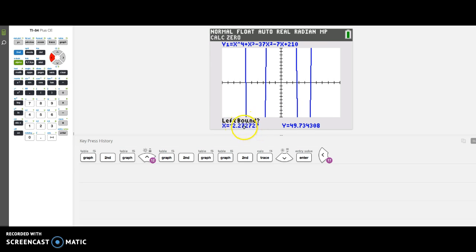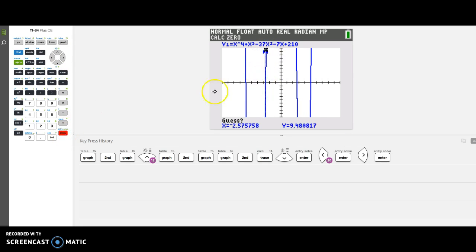So all of a sudden we have this point, negative 2, positive 49. Drop it again. And again, all of a sudden I can see the cursor showing up. It's at negative 2.5, positive 9. If I go left one more time, all of a sudden it's not on the screen anymore because it's too low. But I'm to the left of that point. So I'll hit enter. Right bound. I'll hit the right arrow one time. Now I'm to the right of where that point is.